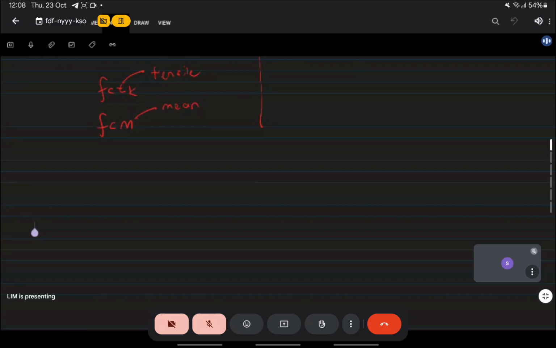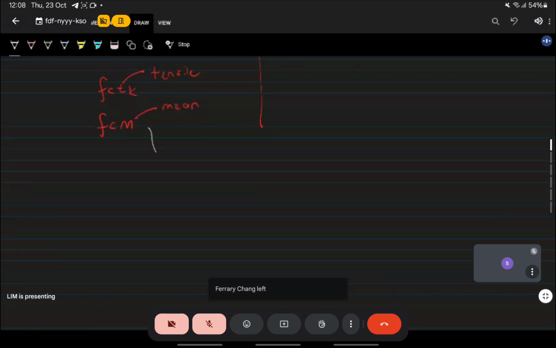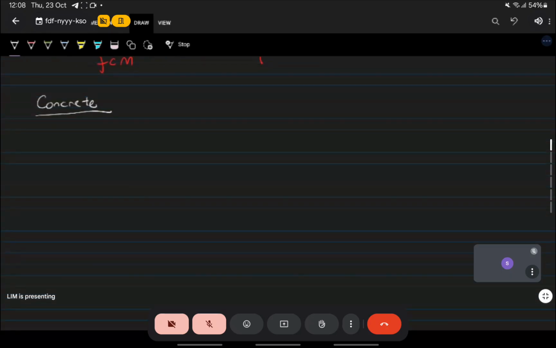Okay. So first things first. Concrete, specifically concrete strength. I'm going to very briefly talk about concrete strength and reinforcement as well. From last week, I went through this with you. Okay, FCD. Don't know whether you can still remember or not. FCD is the design concrete strength.